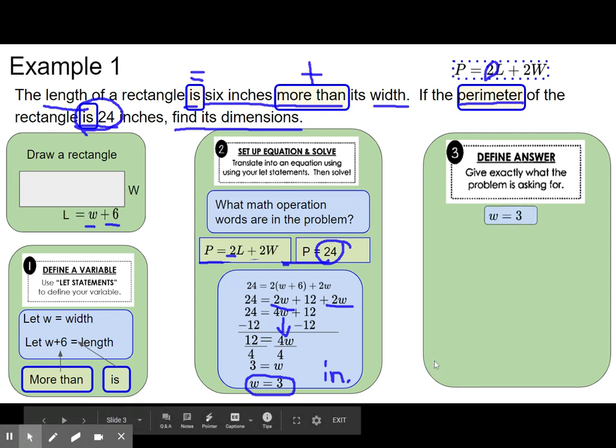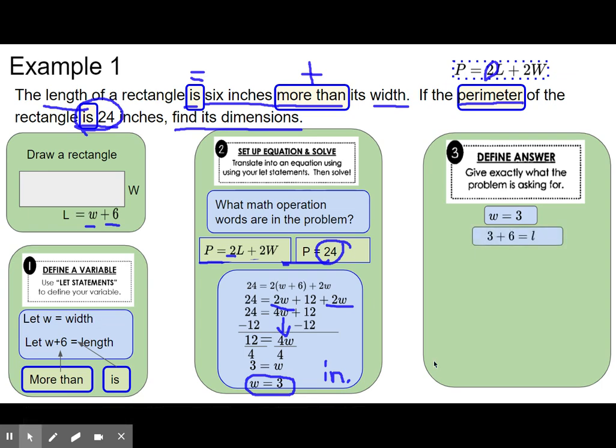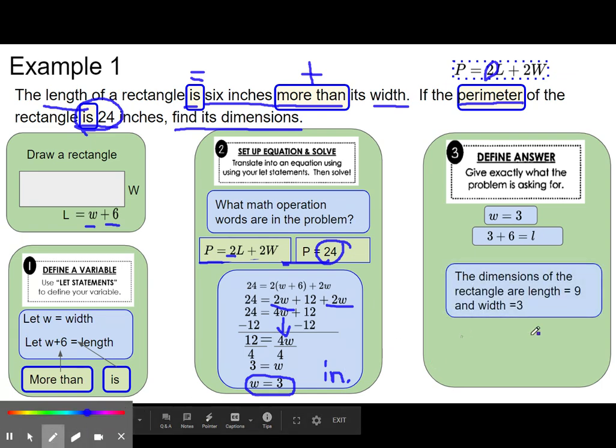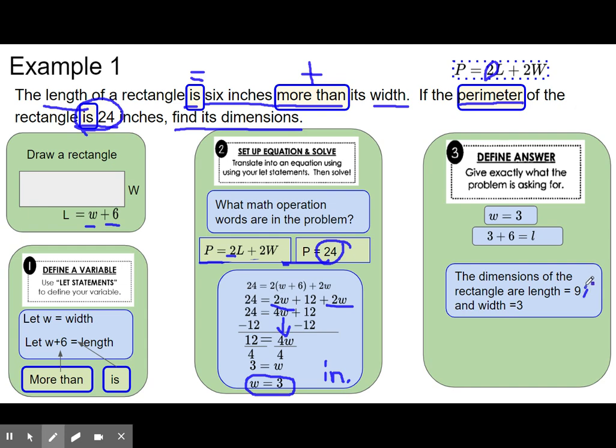All right, so I know that W is 3. I know my length is 6 more than my width. So the dimensions of the rectangle are a length of 9 inches and a width of 3 inches. And it's always great practice to double check. Twice my length plus twice my width.